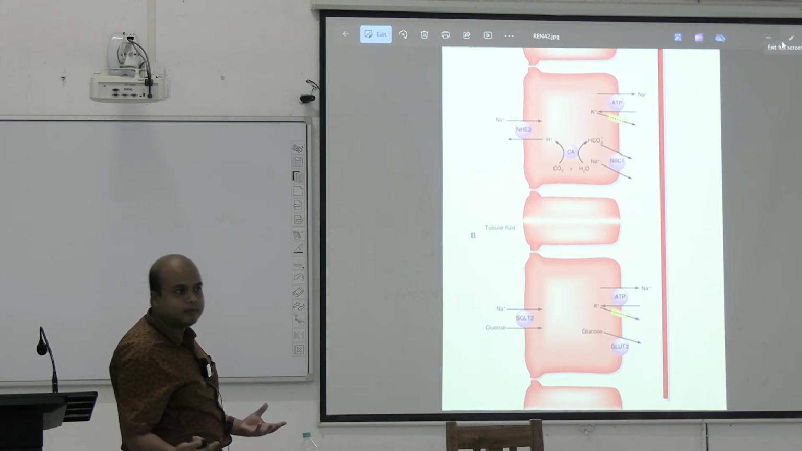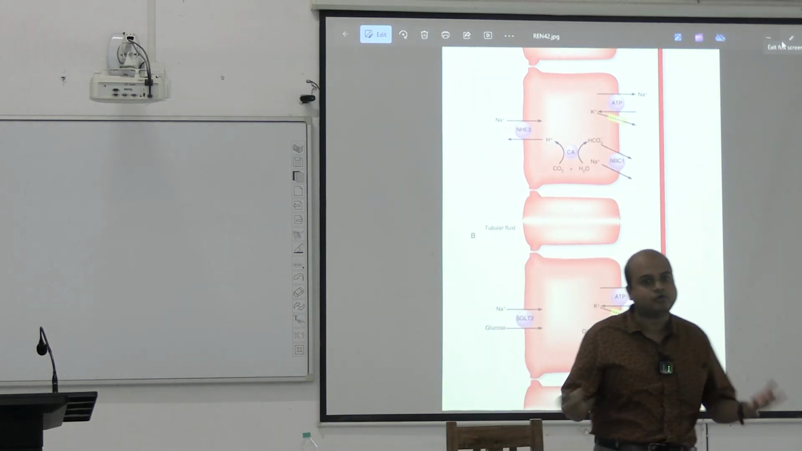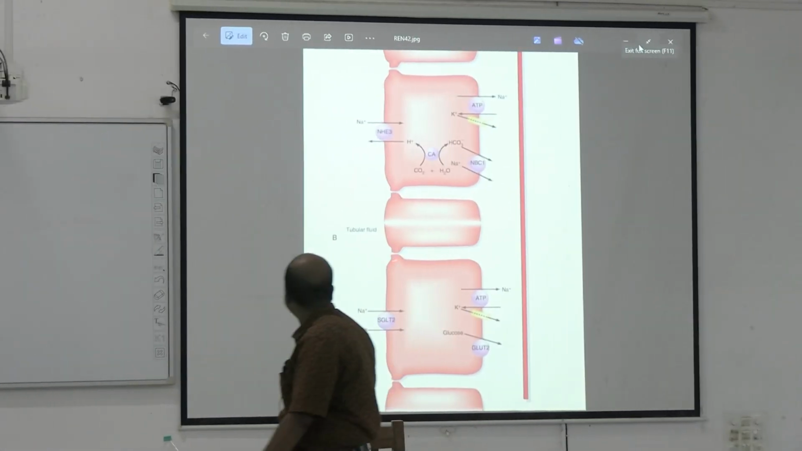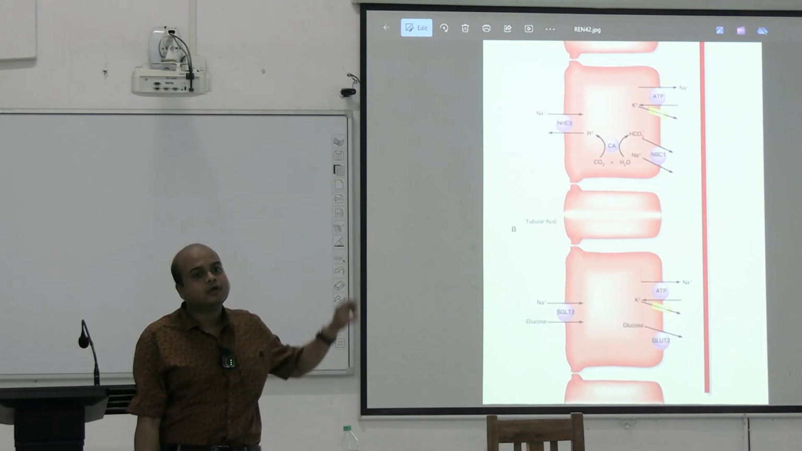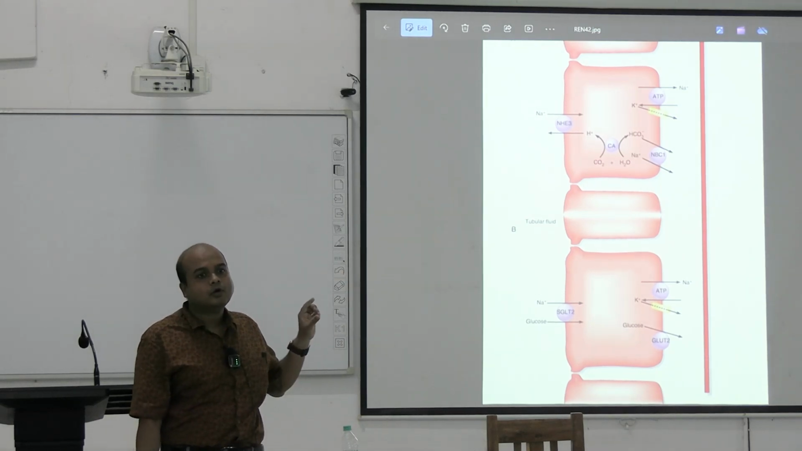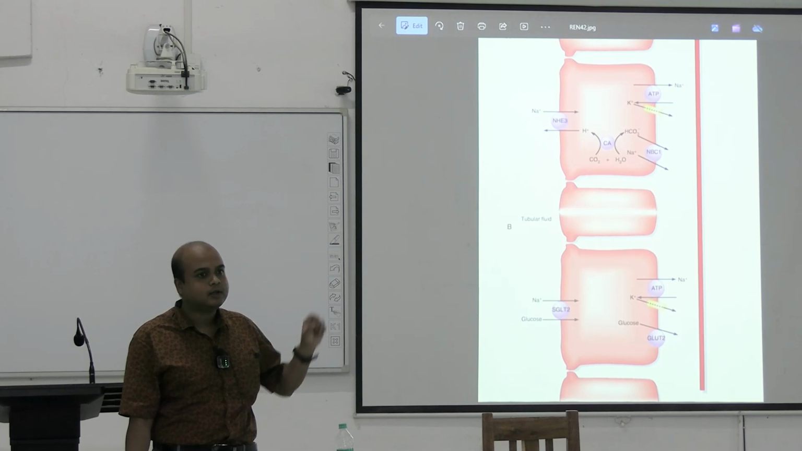Inside the cell, carbon dioxide combines with water, and hydrogen ions and bicarbonate ions are formed. What is the role of sodium-potassium ATPase here? Maintaining low intracellular sodium. But the reabsorbed sodium is going out through that pathway.